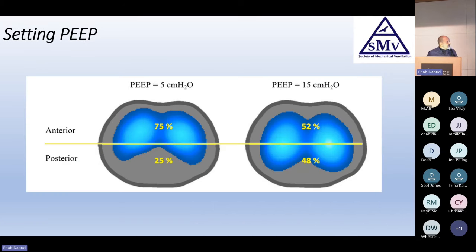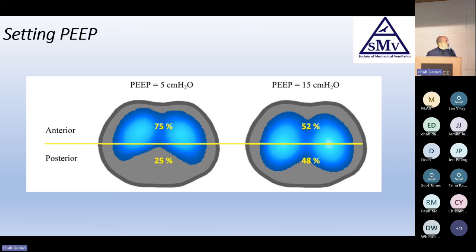Again, one of the ways to set PEEP was the same thing. So this guy was on a PEEP of 5 with ARDS. You can see that 75% of the tidal volume is going to the anterior parts and 25% to the lower lobes. Then when you adjusted the PEEP up to 15, you can see they become almost equal, 52%.